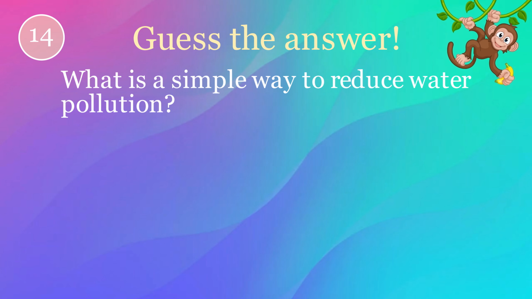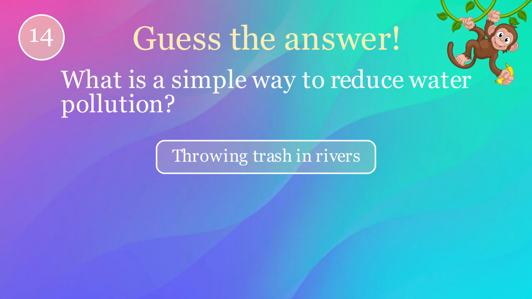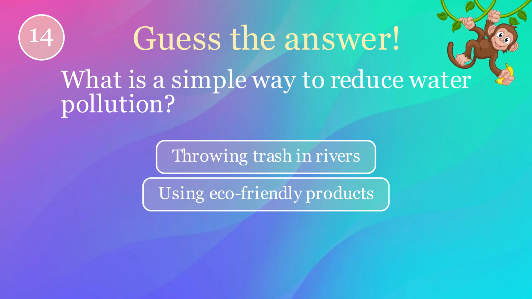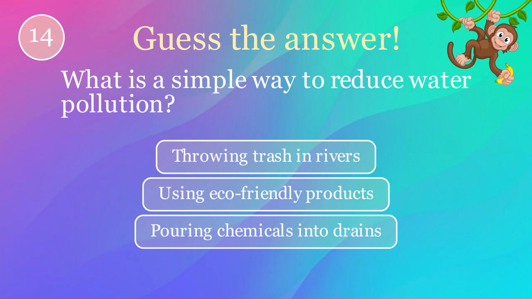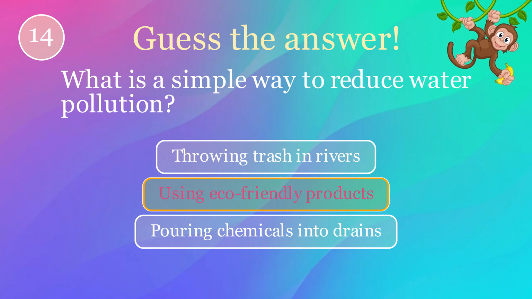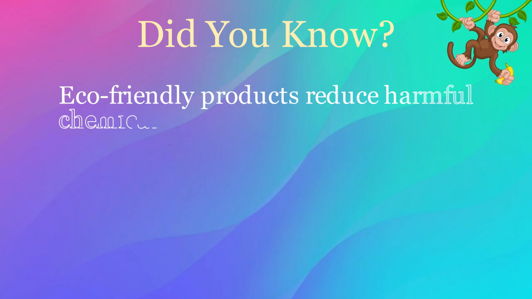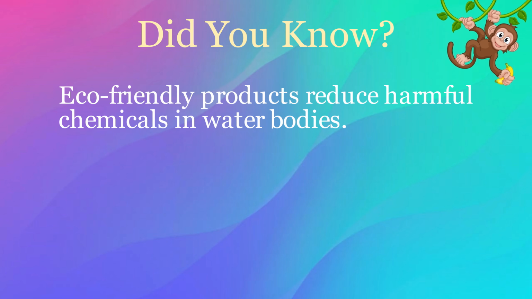What is a simple way to reduce water pollution? Throwing trash in rivers. Using eco-friendly products. Pouring chemicals into drains. The correct answer is, using eco-friendly products. Here's an interesting fact: eco-friendly products reduce harmful chemicals in water bodies.